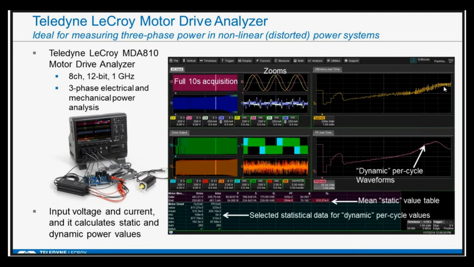These are waveforms that show a per cycle value plotted over time. This one's the efficiency, this one is the power factor, and it has the same type of profile. Low power factor to start out, increases as it's ramping up to speed, drops when it ramps up to speed but there's no load, and then the power factor improves and gets closer to 1 as the load is applied.